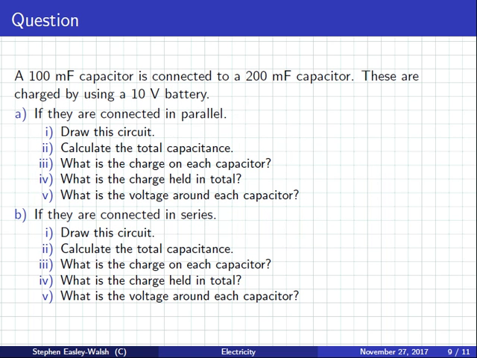Relax, it's not so bad. We'll do this one together, step by step. So the first thing is we'll draw. A 100 millifarad capacitor is connected to a 200 millifarad capacitor. They are charged by using a 10 volt battery. A, they're connected in parallel. Draw this circuit. Okay, draw this for me, please. I'll give you the answer in 30 seconds.